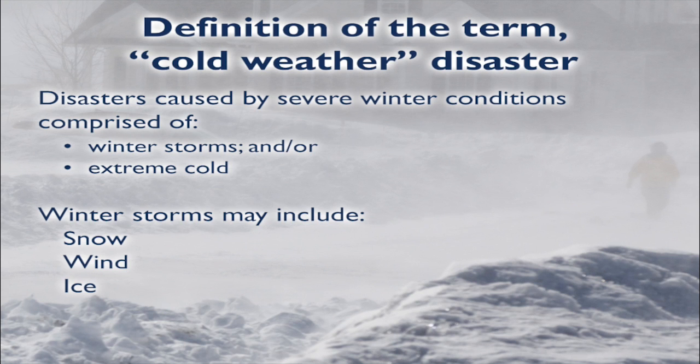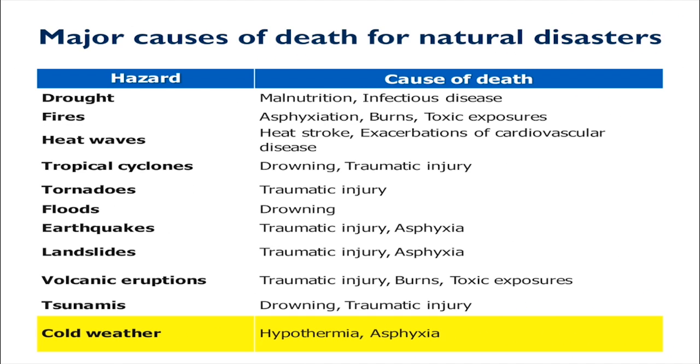So first off, the definition, right? Disasters caused by severe winter conditions comprised of winter storms and extreme cold. That's the definition of cold weather disaster. These winter storms may include snow, they may include wind as well, they may also include ice. So there are two major causes of death associated with these cold weather disasters, hypothermia and asphyxia.